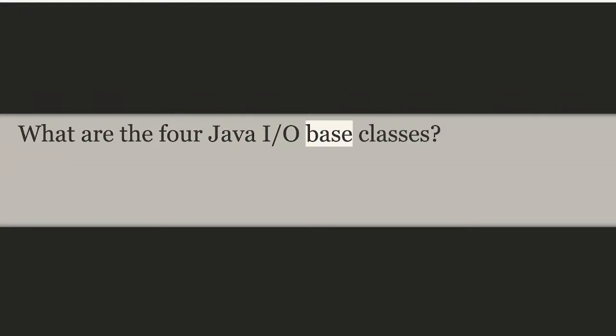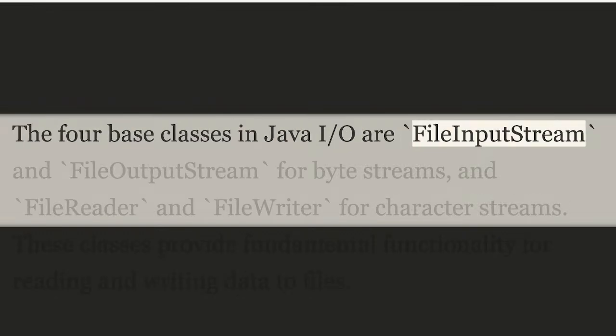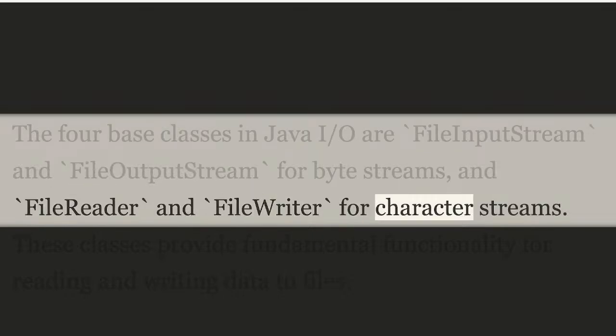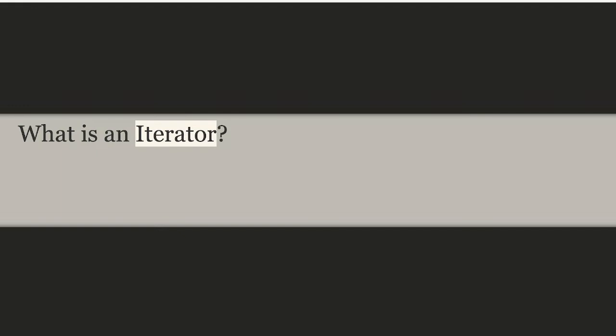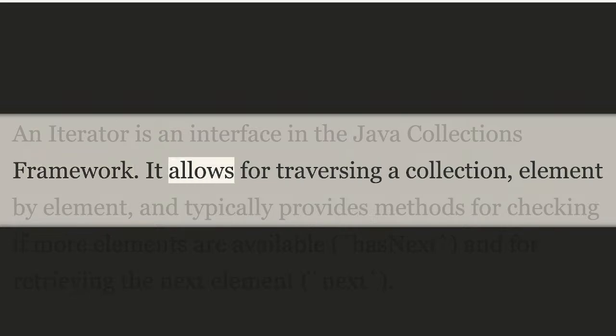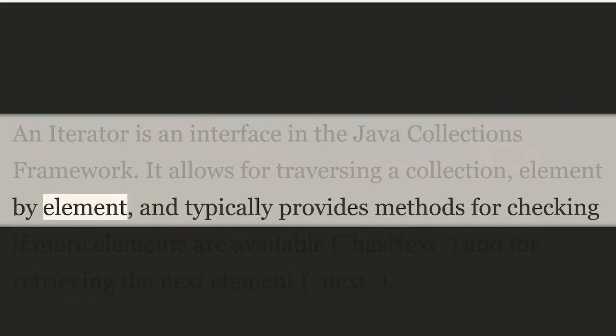What are the 4 Java I/O base classes? The 4 base classes in Java I/O are FileInputStream and FileOutputStream for byte streams, and FileReader and FileWriter for character streams. These classes provide fundamental functionality for reading and writing data to files. What is an iterator? An iterator is an interface in the Java Collections framework. It allows for traversing a collection element by element and typically provides methods for checking if more elements are available, hasNext, and for retrieving the next element, next.